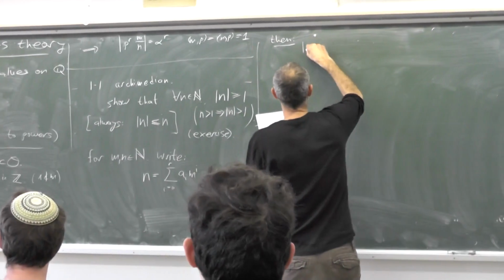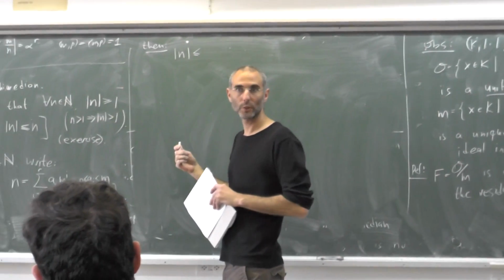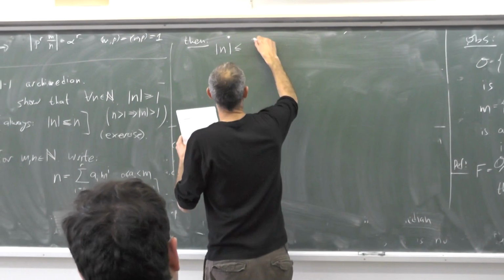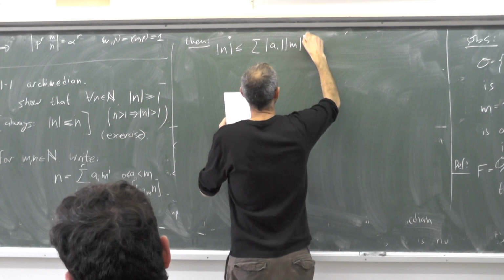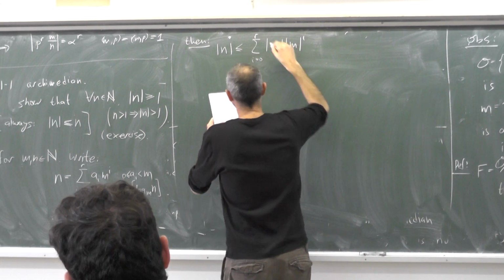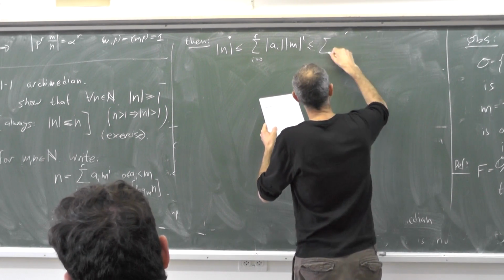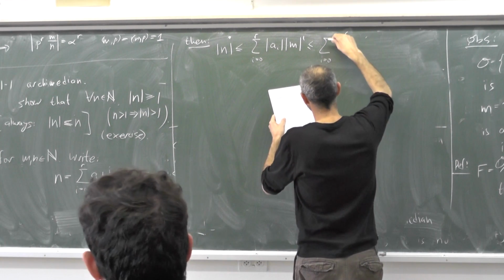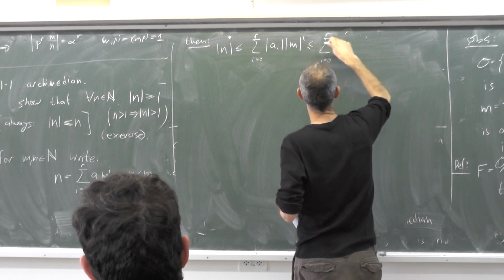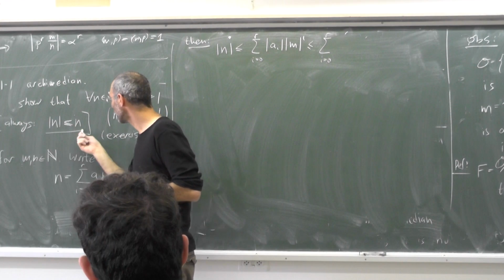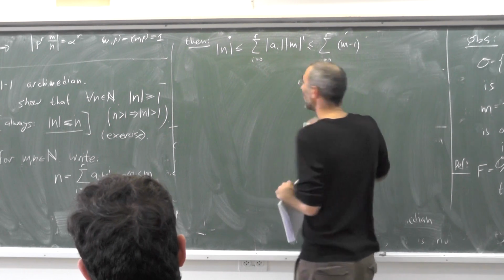Having this, I can evaluate the absolute value of n by means of the absolute value of m. So here is the triangle inequality and multiplicativity of the absolute value. And now I can evaluate a_i. Well, I guess I'm using this, and I can evaluate a_i by m minus 1.